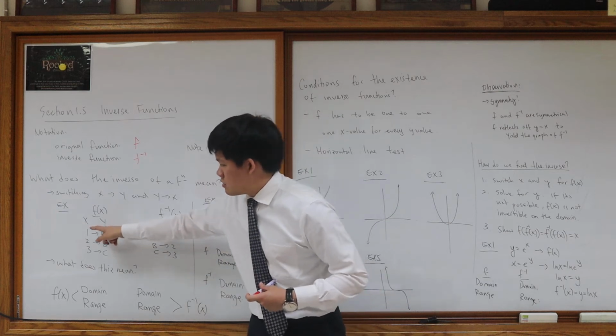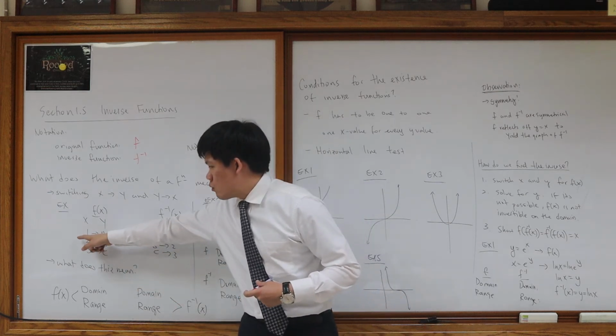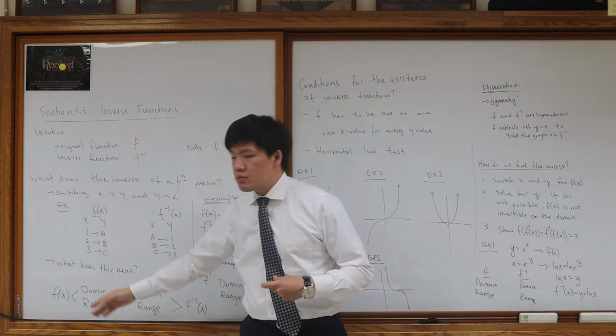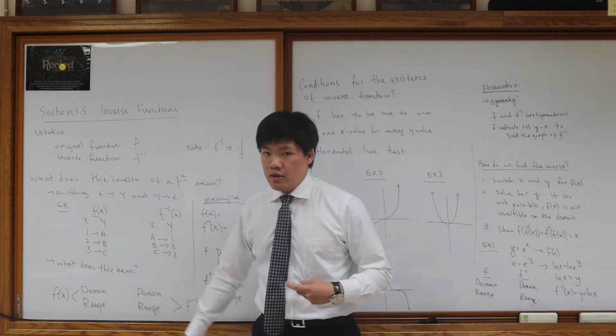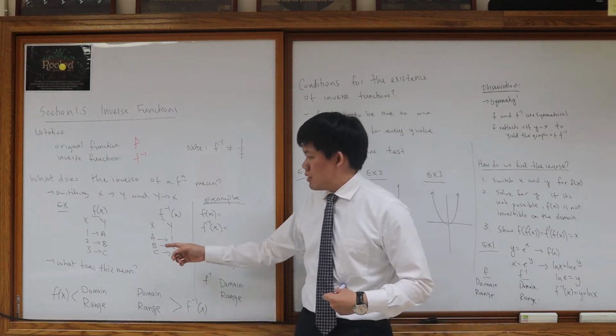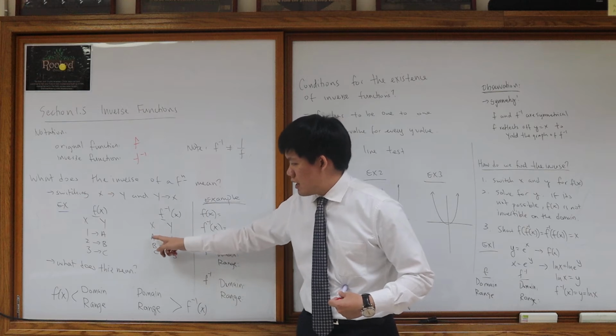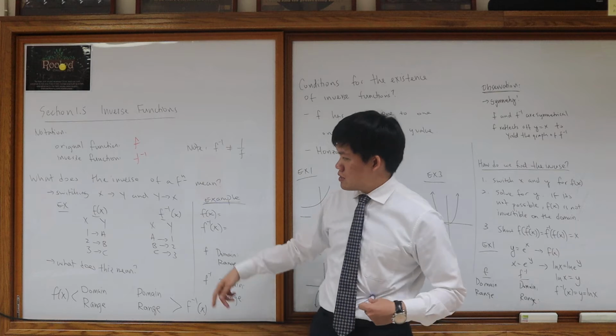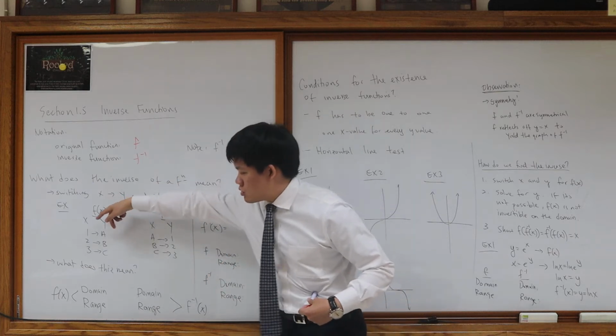If f of x has x and y pairs 1a, 2b, and 3c, in that case my numbers are my x, and my y's are my letters a, b, and c. The inverse in that case would have x being a, b, and c, and y being 1, 2, and 3. As you can see, my x and y switch.